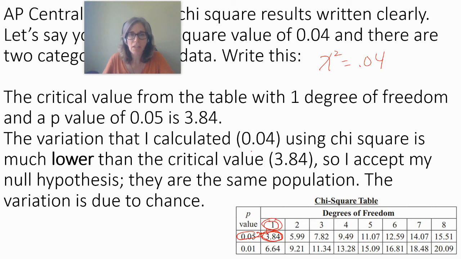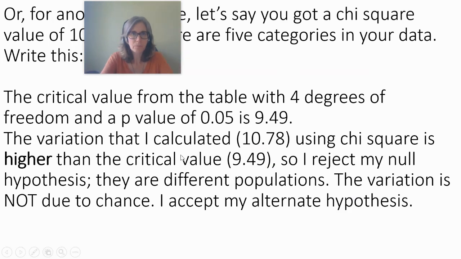The variation that I calculated, chi-square of 0.04, using a chi-square is much lower than the critical value of 3.84. Really low, meaning you don't have much variation. So I accept my null hypothesis, there's no difference, and they are the same population. Any variation is just due to chance. Practice writing this out. They want it written like that.